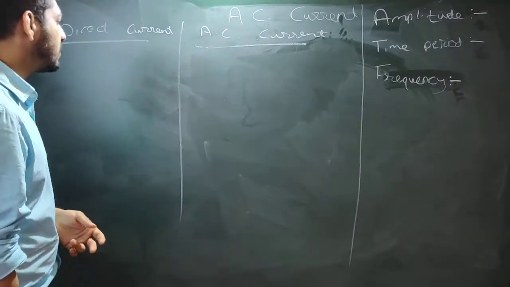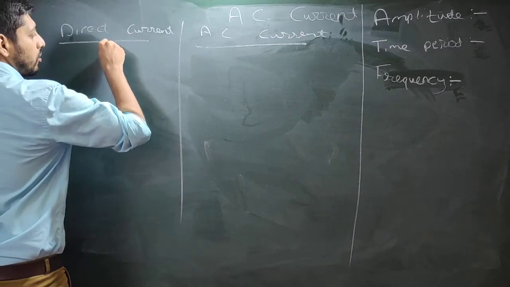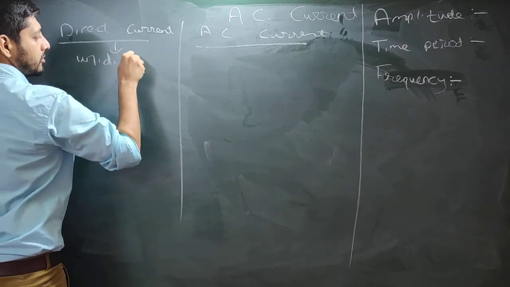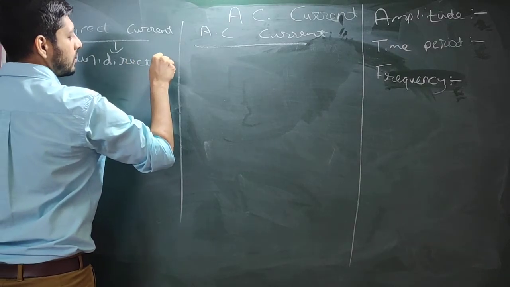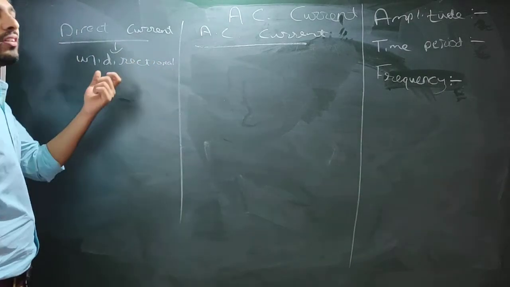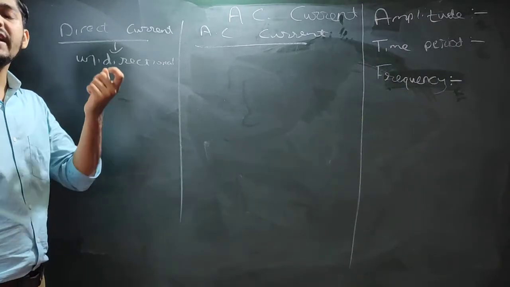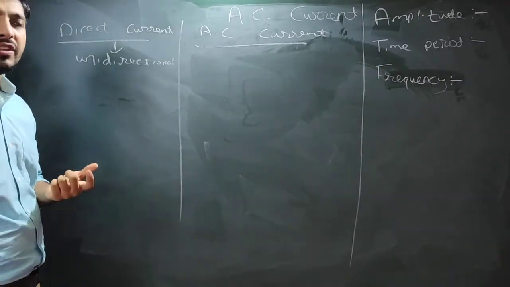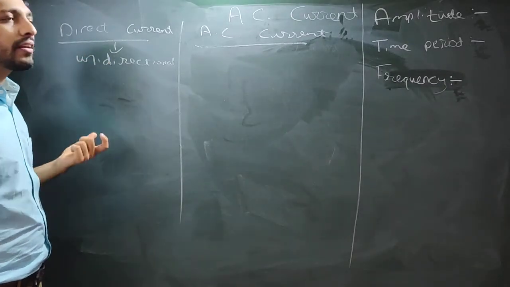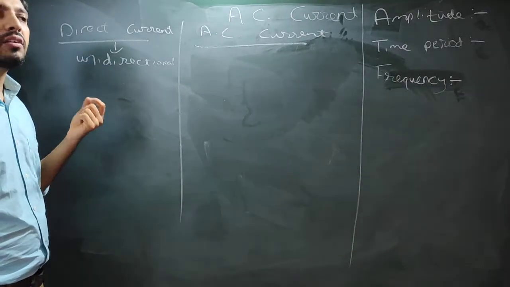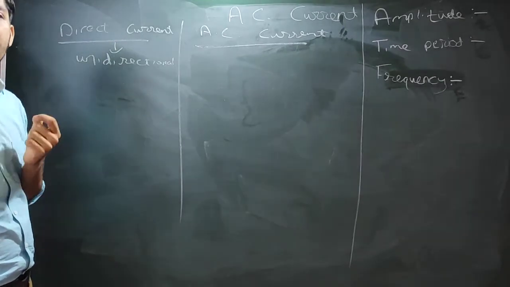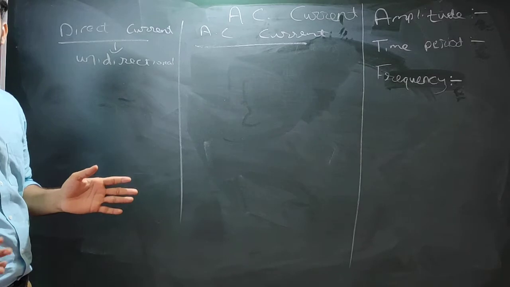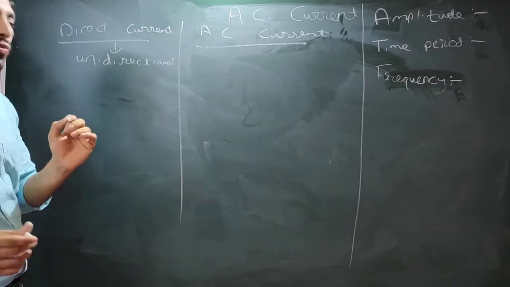So what is a direct current? Direct current, you can also say it is a unidirectional current. What does unidirectional mean? It moves only in one direction. Uni means one and direction means the direction in which it moves. So direct current can also be known as unidirectional current, meaning the current which moves only in one direction. It may change its magnitude or it may not change its magnitude, but it moves only in one direction.